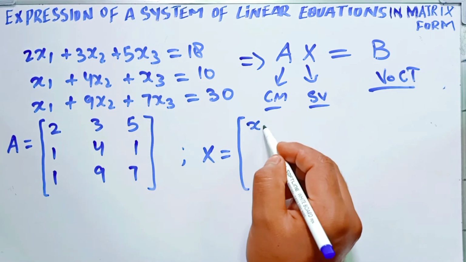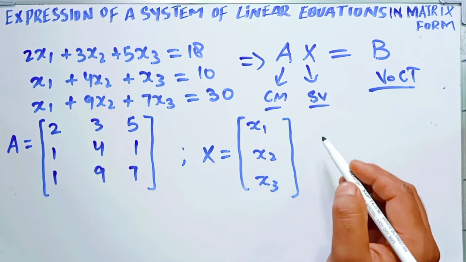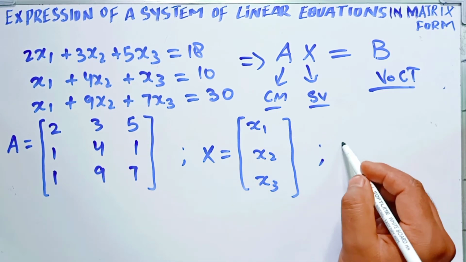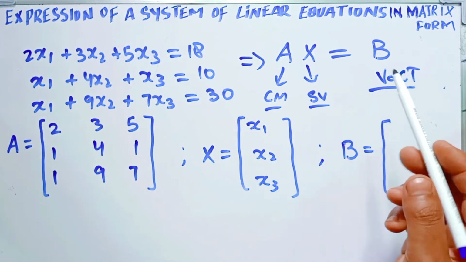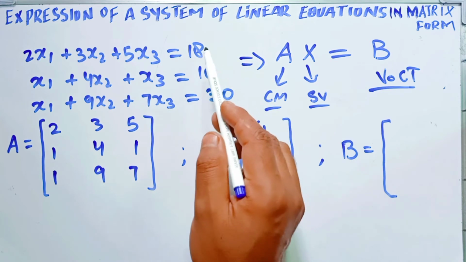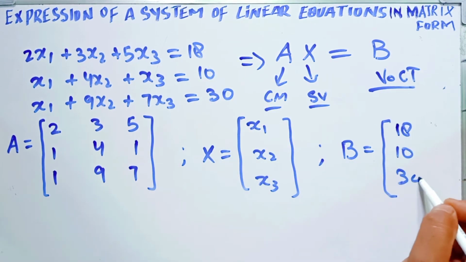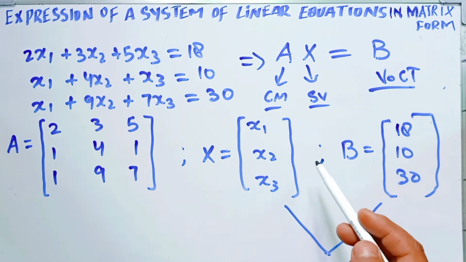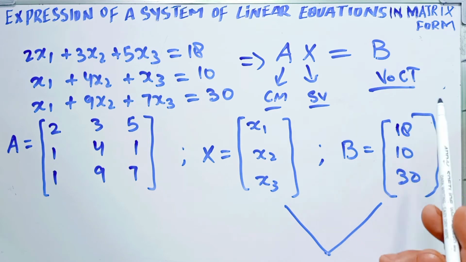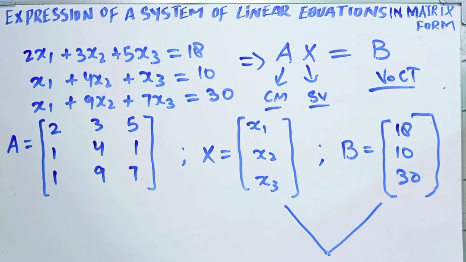Now our solution vector here will be x1, x2, and x3, and our b is the vector of constant terms. There it is 18, 10, and 30. Here we can also see that these x's and b's, that is the solution vector and the vector of constant terms, will always be column vectors. Okay, I hope I make myself clear.